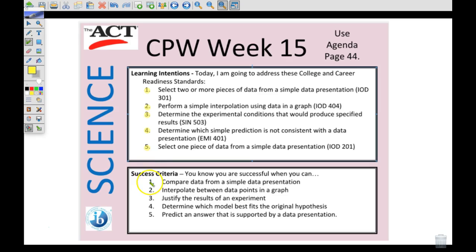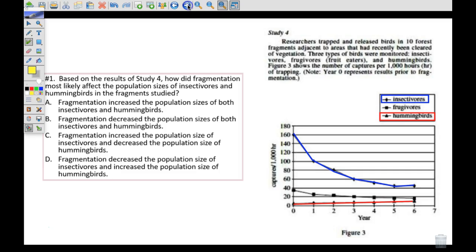We know we're successful when we can compare data from a simple data presentation. We can interpolate between data points in a graph. We can justify the results of an experiment. We can determine which model best fits the original hypothesis. And we can predict an answer that is supported by a data presentation.